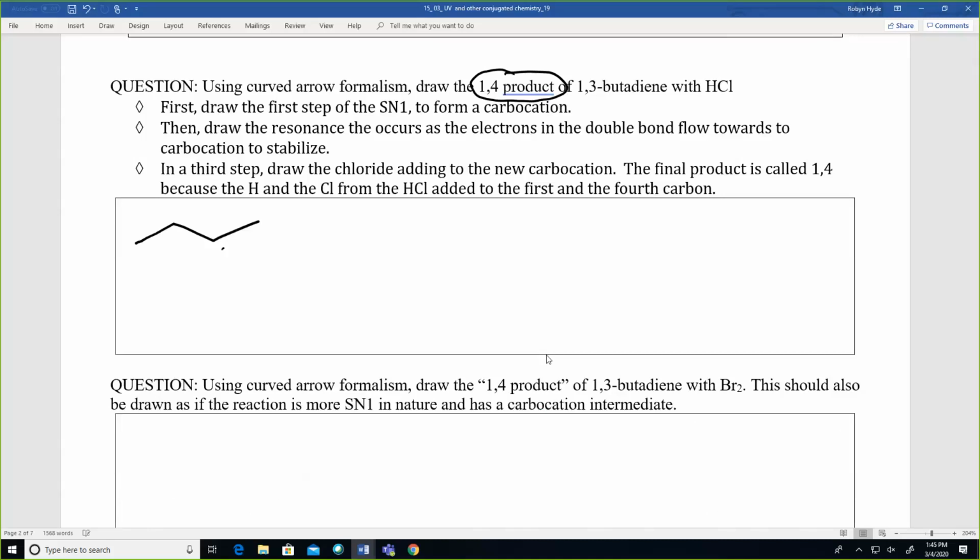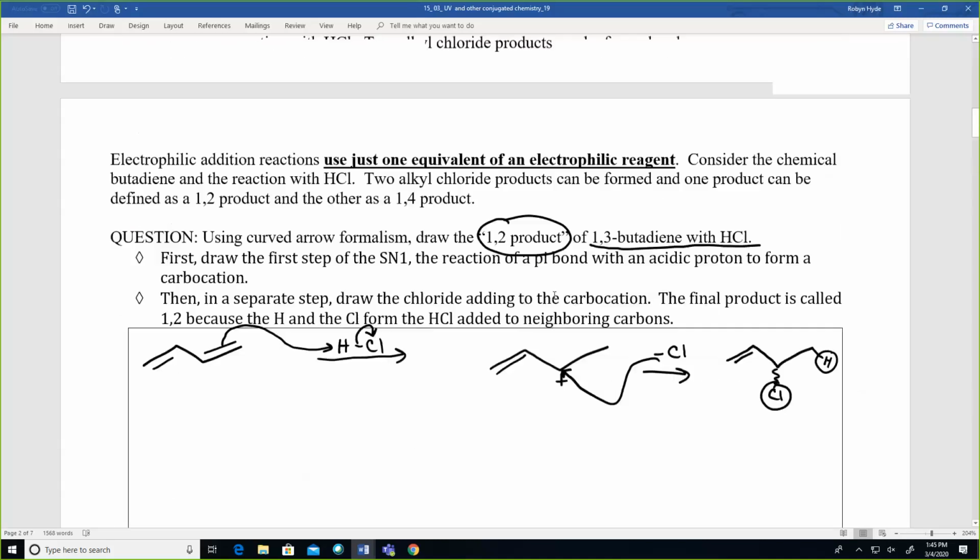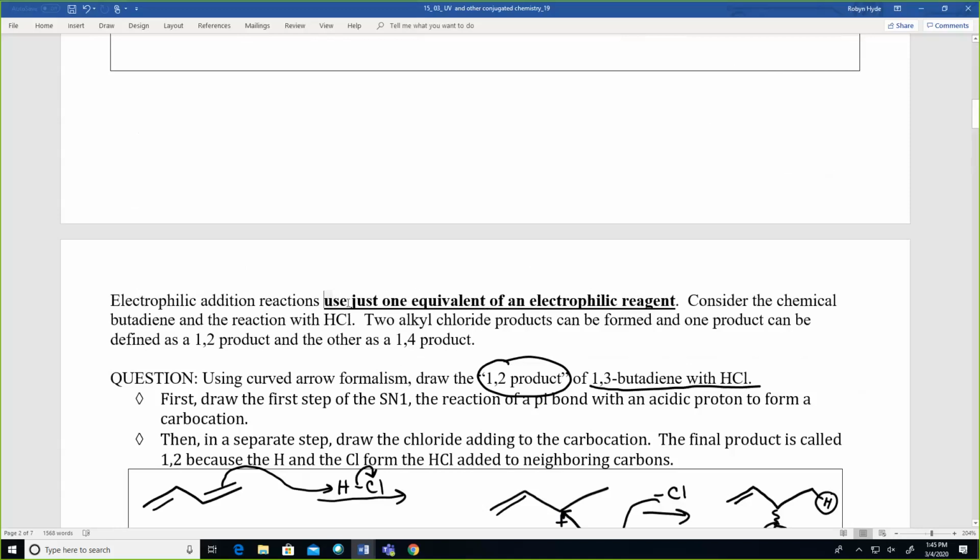Alex? So it's symmetric. So no, actually I did skip over that. If you go back and thoroughly read all my notes, we only ever use just one equivalent of an electrophilic reagent.